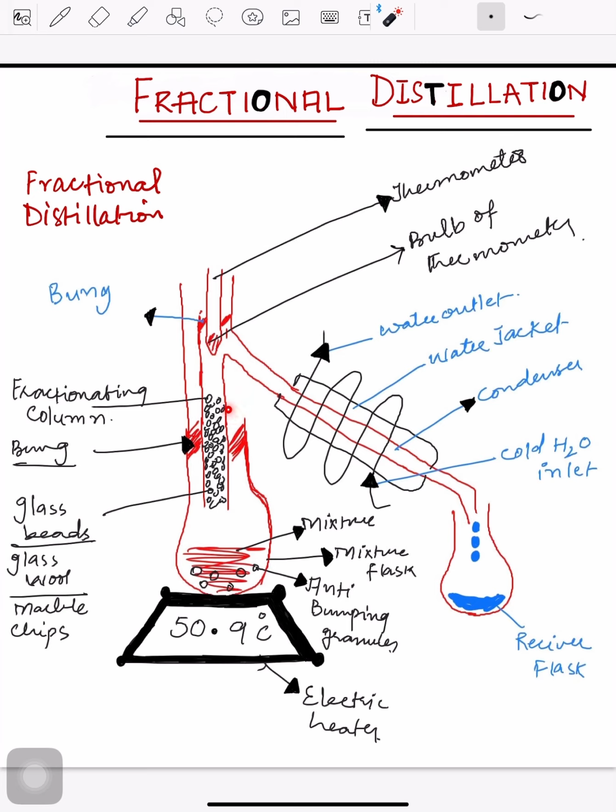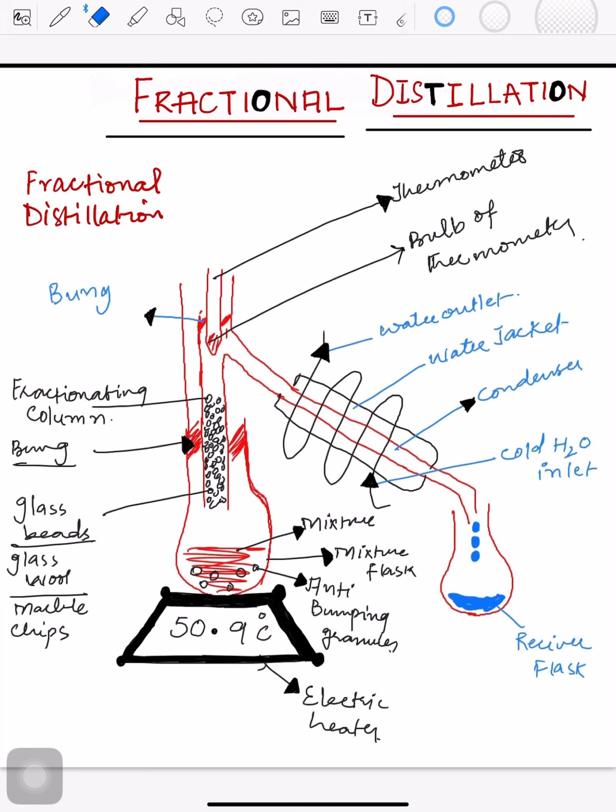What is the condenser for? It is an apparatus which is used to shift the vapors of a substance back into the liquid state. Around the condenser, there is a water jacket. What is a water jacket? It is a covering outside the condenser in which there is an anti-gravitational flow of cold water. Okay. Now there is again the same point which we have discussed in simple distillation.